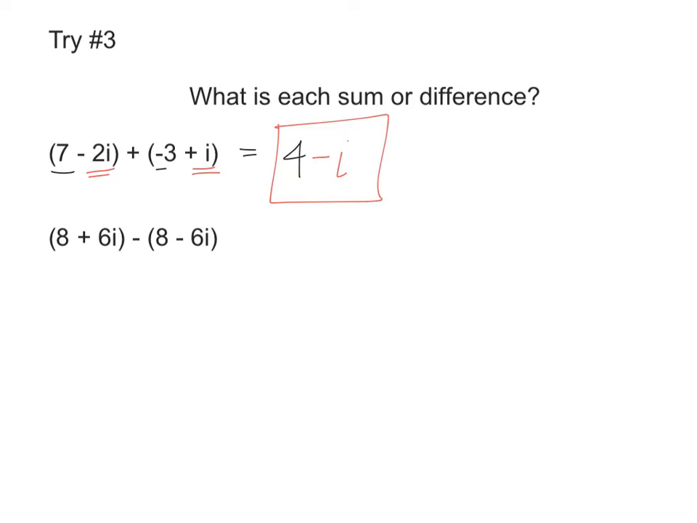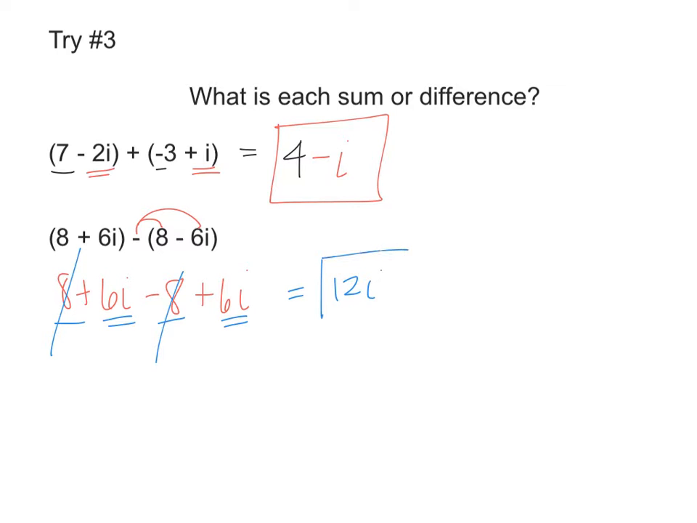Remember in the second one, because of subtraction, we need to distribute the negative. So that would give us 8 plus 6i minus 8 plus 6i. As far as real numbers go, 8 and -8 cancel because they are opposites. But then we're left with 6i and 6i. So 6i and 6i will give us 12i.